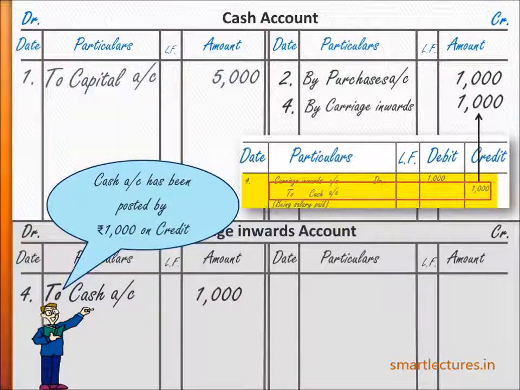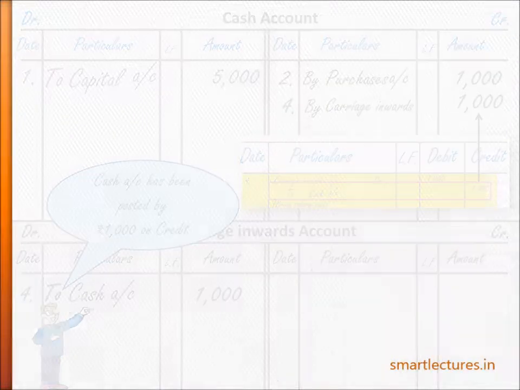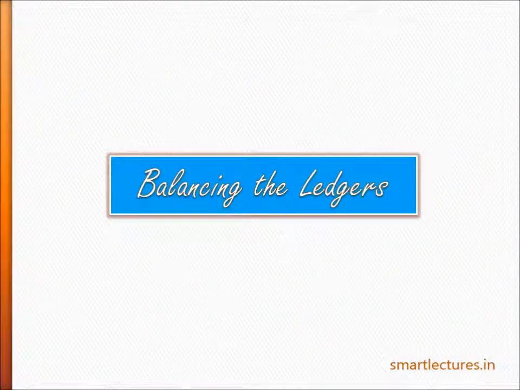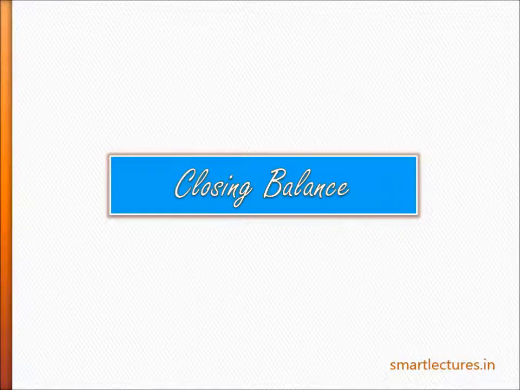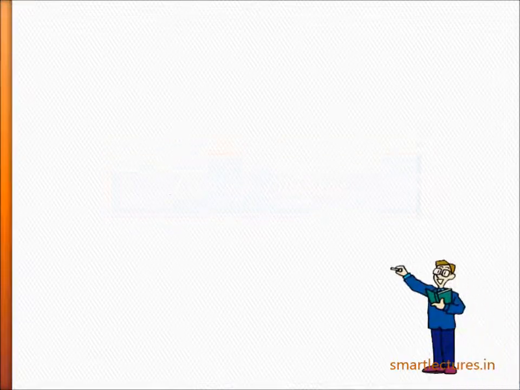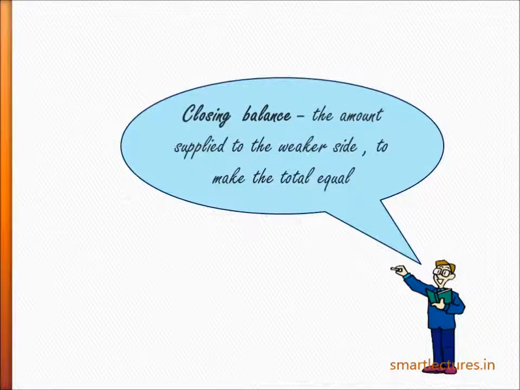Closing stock was rupees 200. Now what do we have to do? We have to balance all the ledgers. To balance all the ledgers means we have to find out the closing balance of each and every account. What is closing balance? That is the amount supplied to the weaker side to make the totals equal.